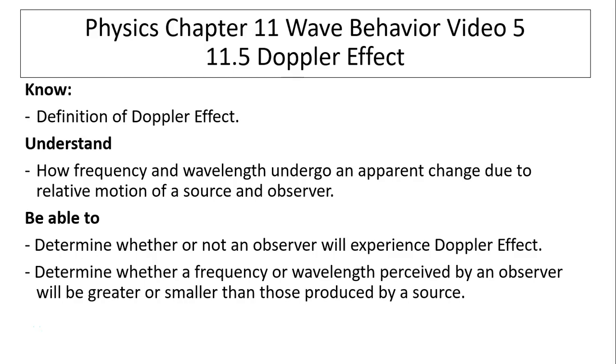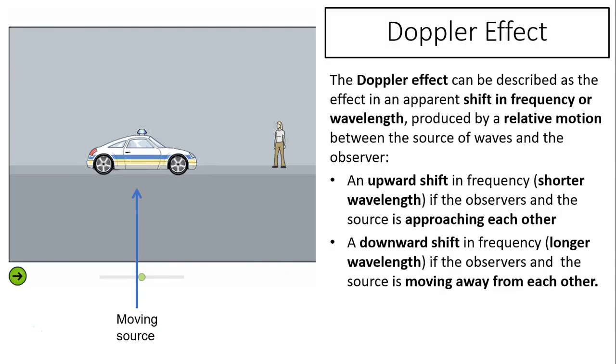The objectives are: know the definition of Doppler effect, understand how frequency and wavelength undergo an apparent change due to relative motion of a source and observer, be able to determine whether or not an observer will experience Doppler effect, be able to determine whether a frequency or wavelength perceived by an observer will be greater or smaller than those produced by a source.